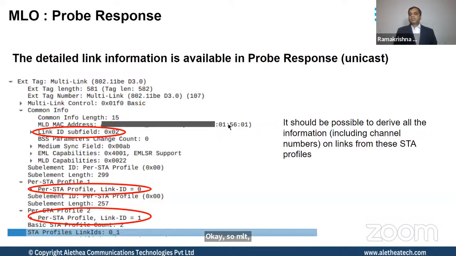It should be possible for us to derive all the information, including channel numbers, from these STA profiles. Please note that there is also an RNR IE that may be present, and you may be able to derive the links from it, but that is more of an indirect way to derive the kind of links that this AP supports. The straightforward method would be to actually use these STA profiles.